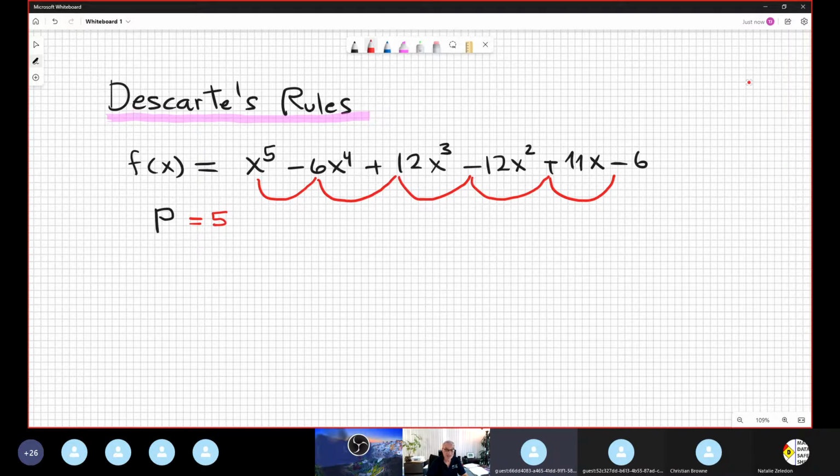Entonces now Descartes discovered one rule. The rule says that the amount of positive zeros in our polynomial is either 5, or 3, or 1. Where do 3 and 1 come from? From 5.